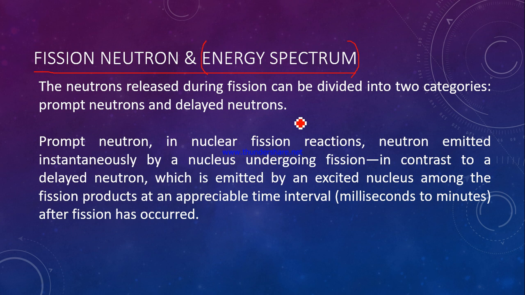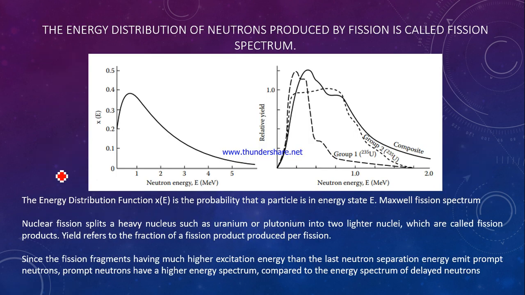On the other hand, delayed neutrons are emitted by an excited nucleus among the fission products at an appreciable time interval, after some time. As the fission fragments have higher energy, if you see the mass distribution, the prompt neutrons must have higher energy. On the other hand, the delayed neutrons will have less energy. Let us see it graphically. There are two graphs. This is the energy distribution of a prompt neutron, and this is the energy distribution of delayed neutrons.